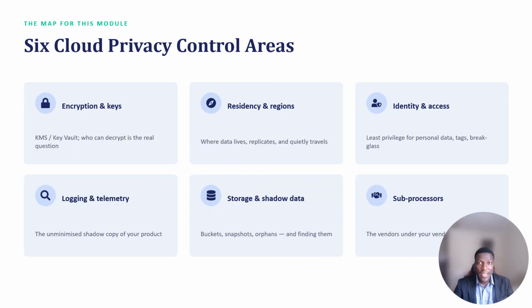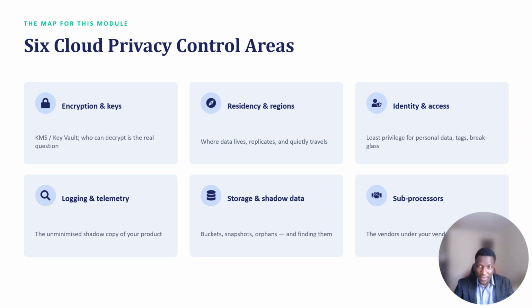Now, here's the map for the rest of this module. We'll focus on 6 control areas. Encryption and key management. This is where the real question is never "is it encrypted?" but "who can decrypt?" Residency and regions. This is where data lives, where it replicates, where certain services quietly send data to. Identity and access. Least privilege applies specifically to personal data.